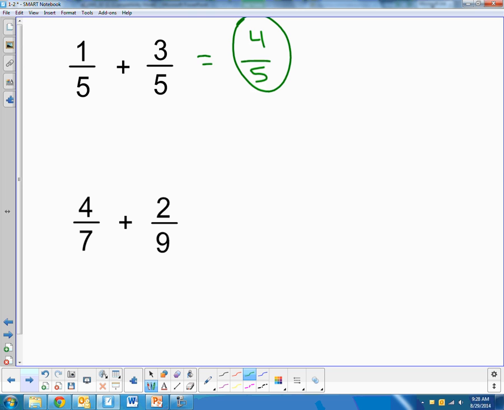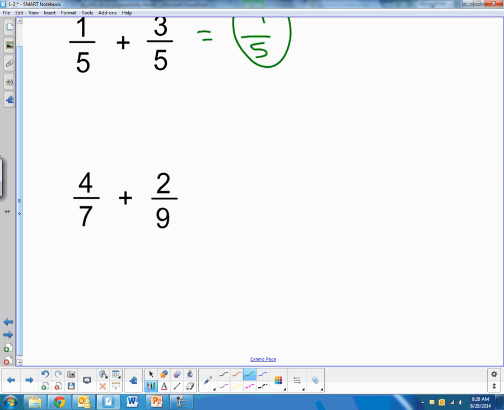Same thing with the next one. Now with this one, of course, we're still looking at those signs. They have the same sign, so we're not going to find the difference. They have the same sign. We add them together. We do, however, need common denominators.